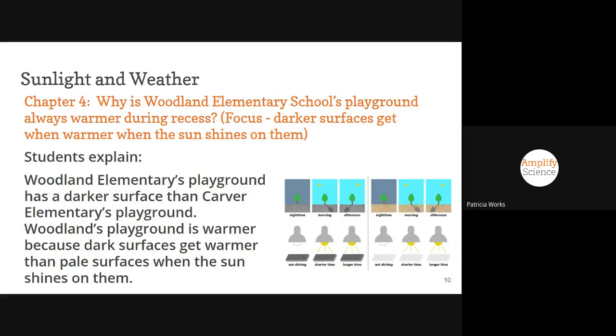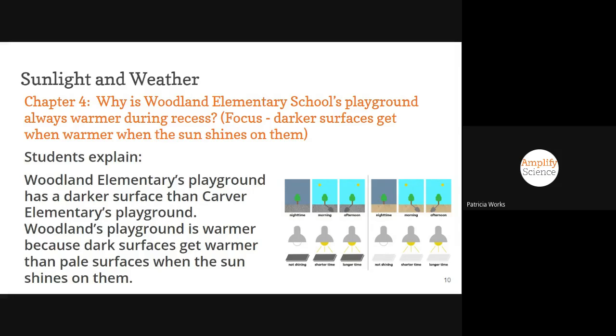In Chapter 4, students work to figure out why Woodland Elementary School's playground is always warmer during recess. The lessons lead students to figure out that different surfaces become different temperatures even with the same amounts of sunlight. As students continue to learn about how models can help them predict or explain, key evidence sources in the chapter include using a colored surfaces model to investigate sunlight's effect on pale and dark surfaces, and revisiting the Handbook of Models to see how models can help us investigate one thing at a time.